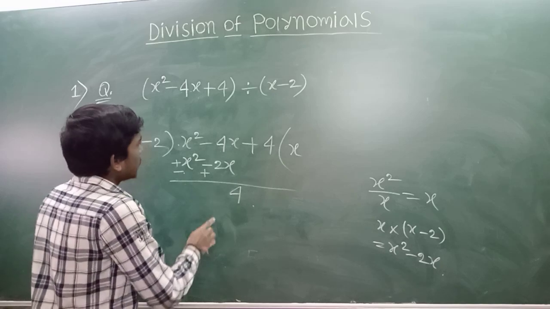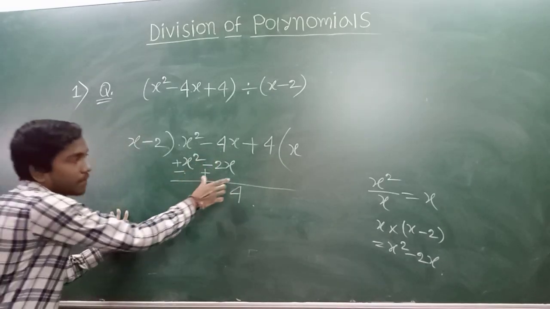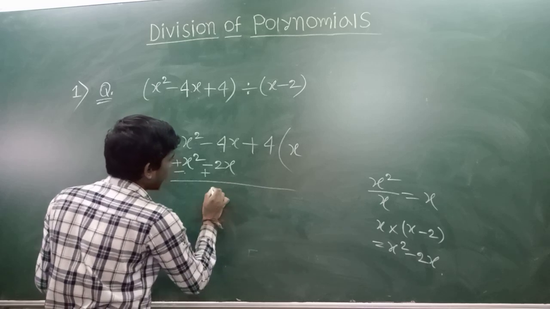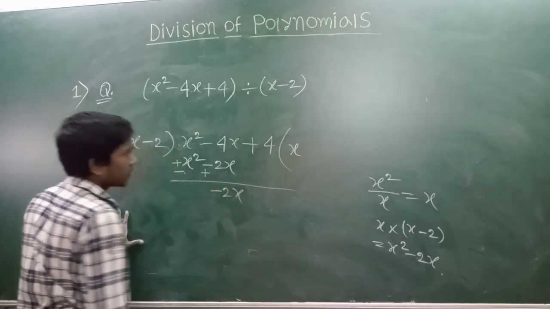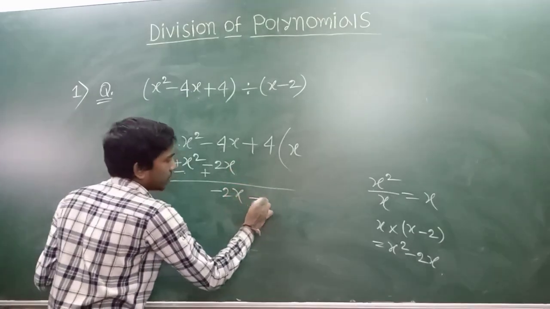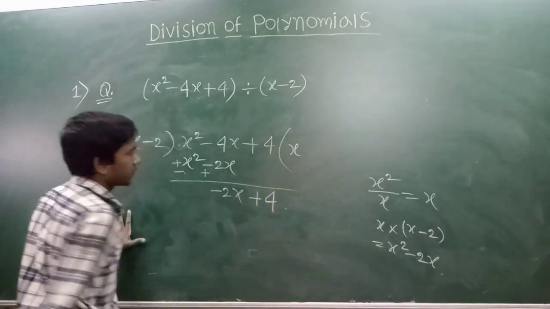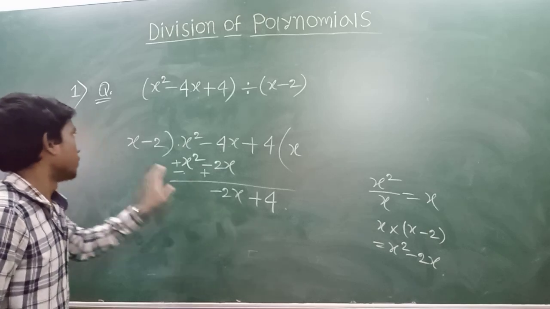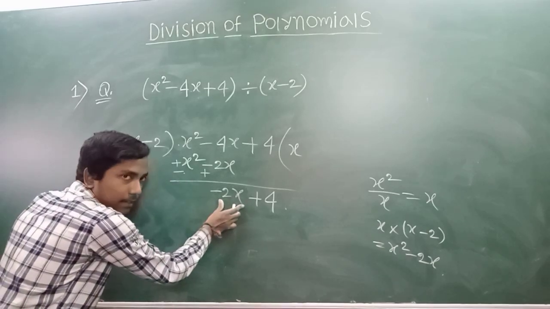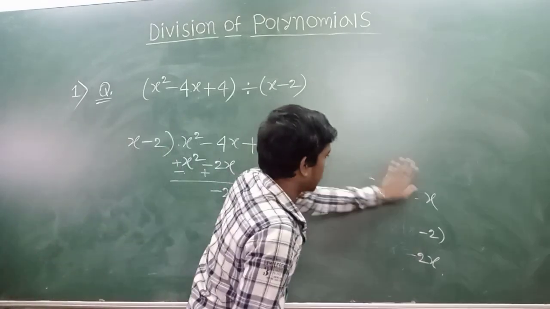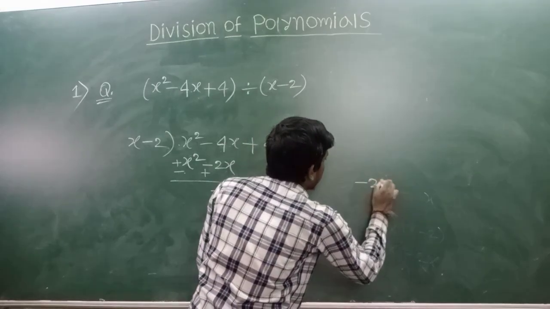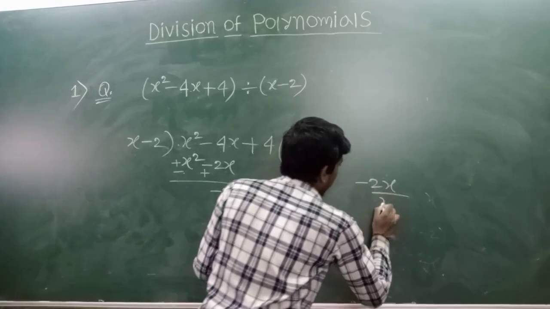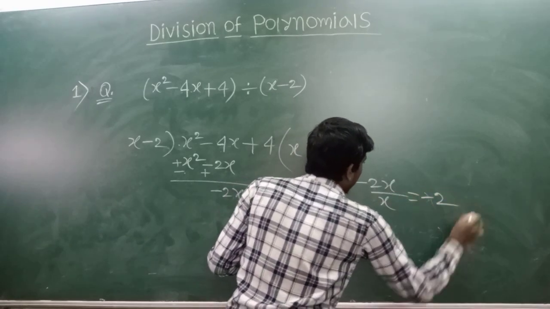Okay. So this becomes minus 2x plus 2x, that is equal to 2x minus 2x. Okay, students. The next term is plus 4. It comes here. Okay. Now repeat the same process. So minus 2x plus 4. Take the first term from the dividend. So minus 2x divided by the first term of the divisor. This is equal to minus 2.